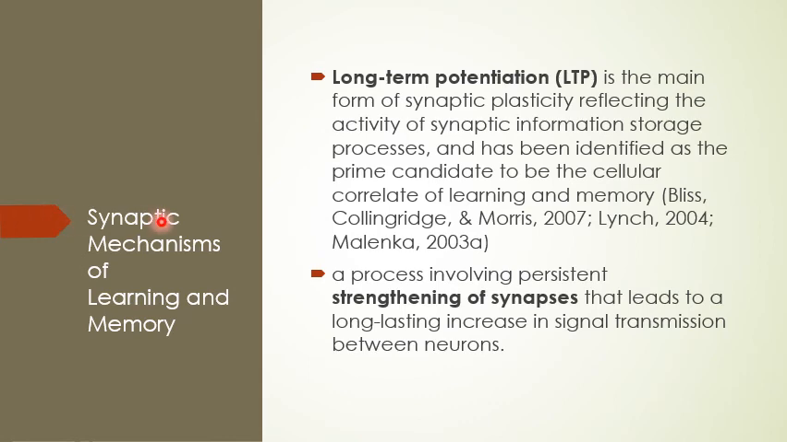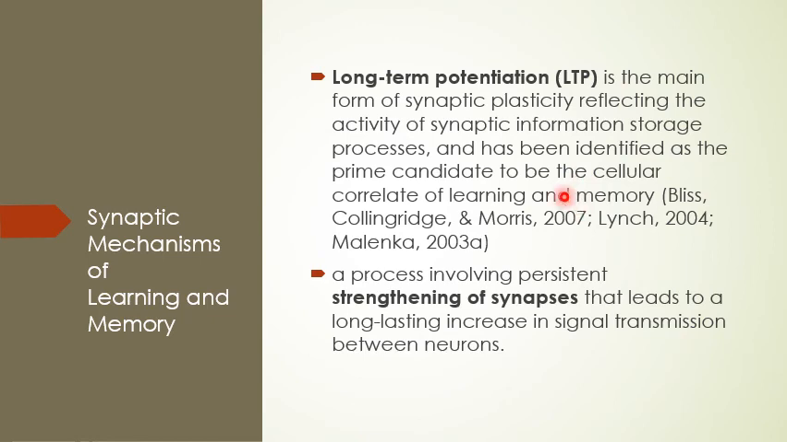In this part of the discussion, we will be talking about the synaptic mechanism. We'll talk now about the chemicals involved in creating and storing these memories. You have to review, or have the basic knowledge in, neural conduction and synaptic transmission to really understand the chemical process of memory formation. We have this concept called long-term potentiation. LTP is the main form of synaptic plasticity, reflecting the activity of synaptic information storage processes, and it has been identified as the prime candidate to be the cellular correlate of learning and memory.